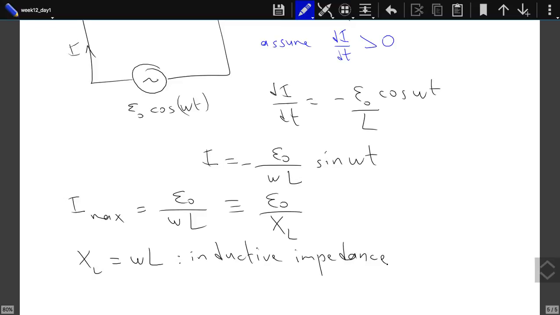Now these impedances behave like resistances only in the sense that they determine what the maximum value of the current is. But you see, I is not equal to epsilon over XL, because if you look at the current, it behaves like the sine omega t, whereas epsilon behaves like the cosine omega t. The current is not equal to the EMF divided by the impedance. But the maximum values are related in that way. So this is something you have to pay attention to.